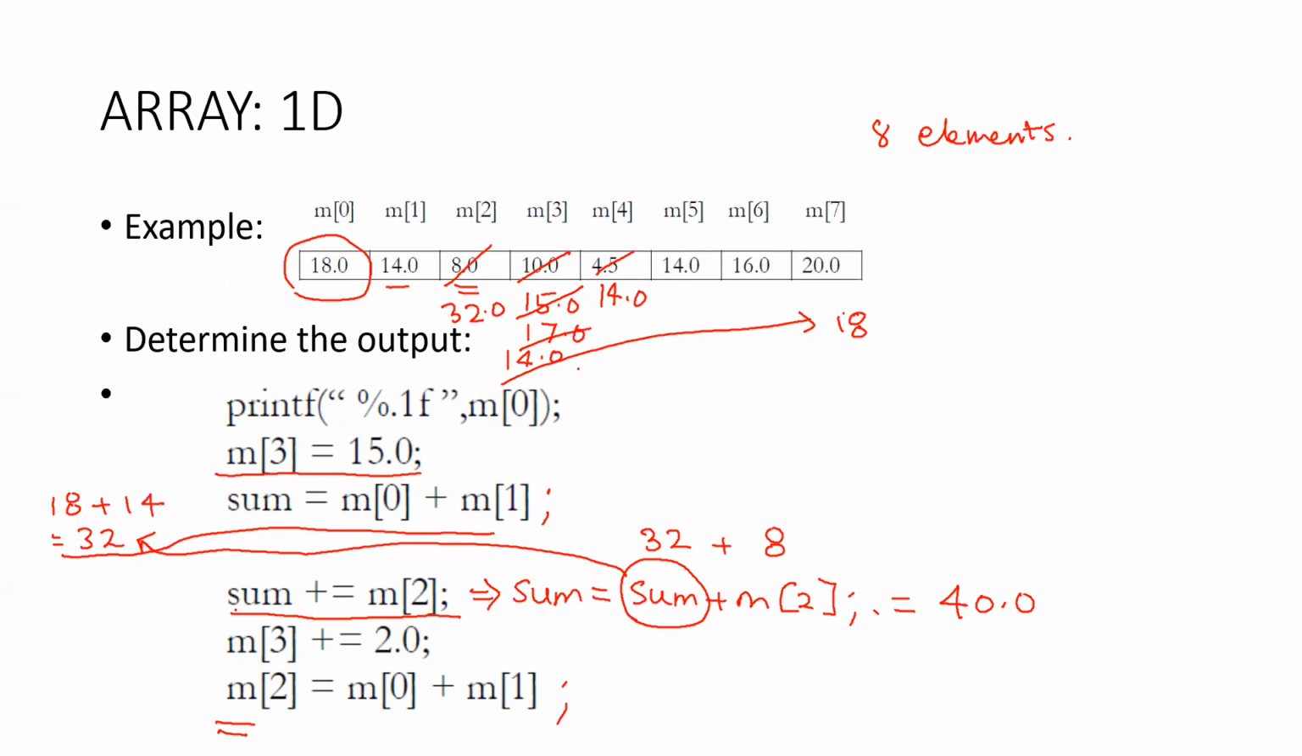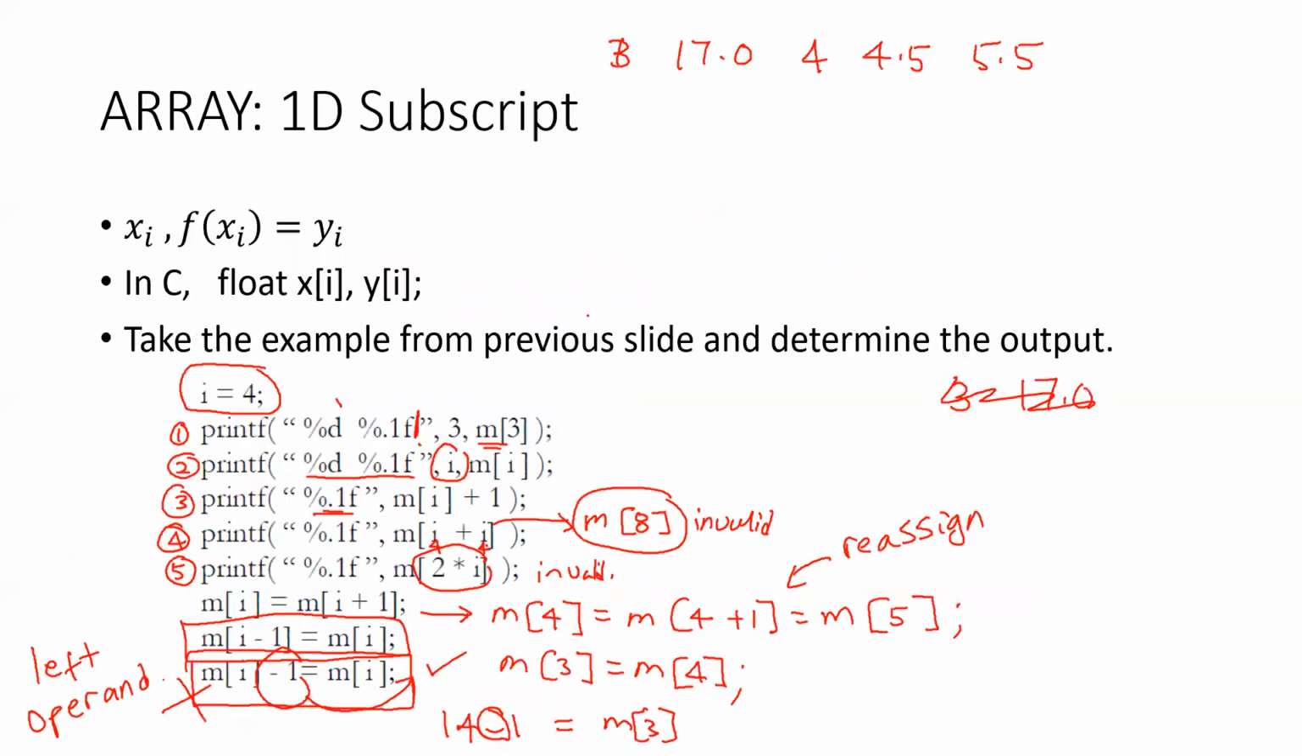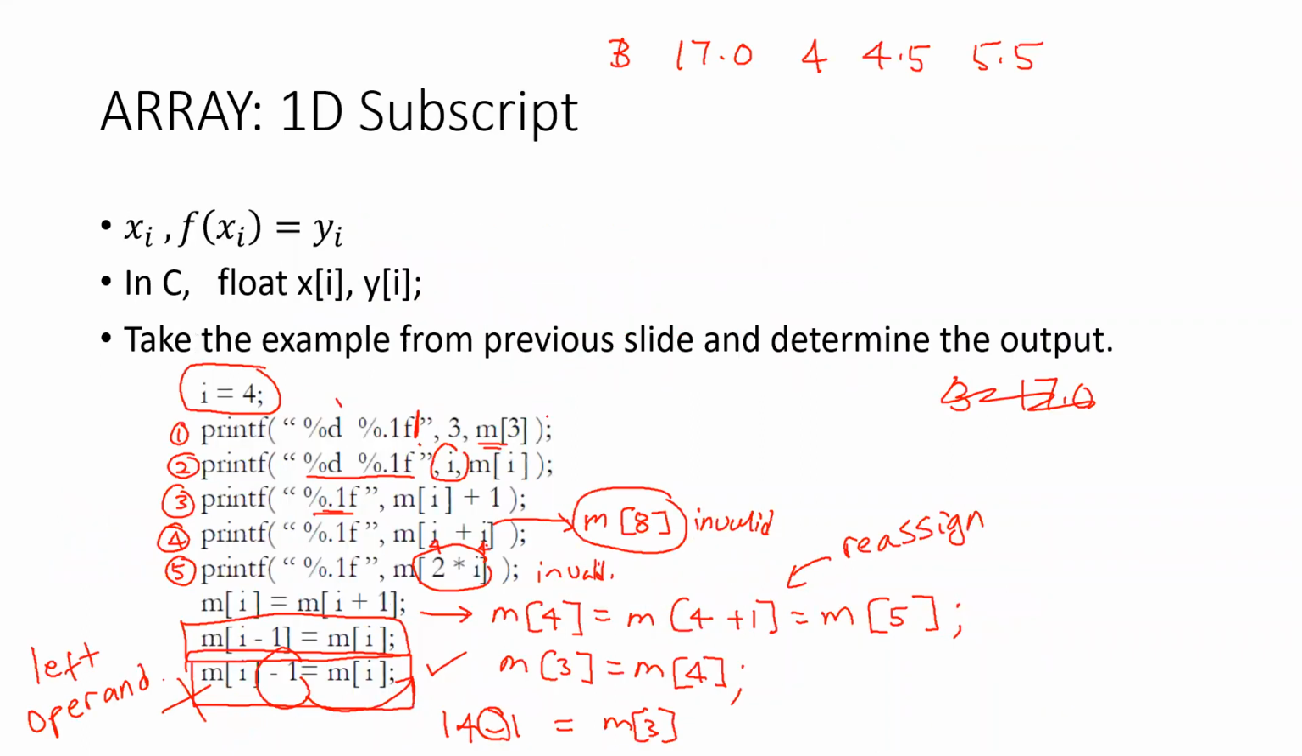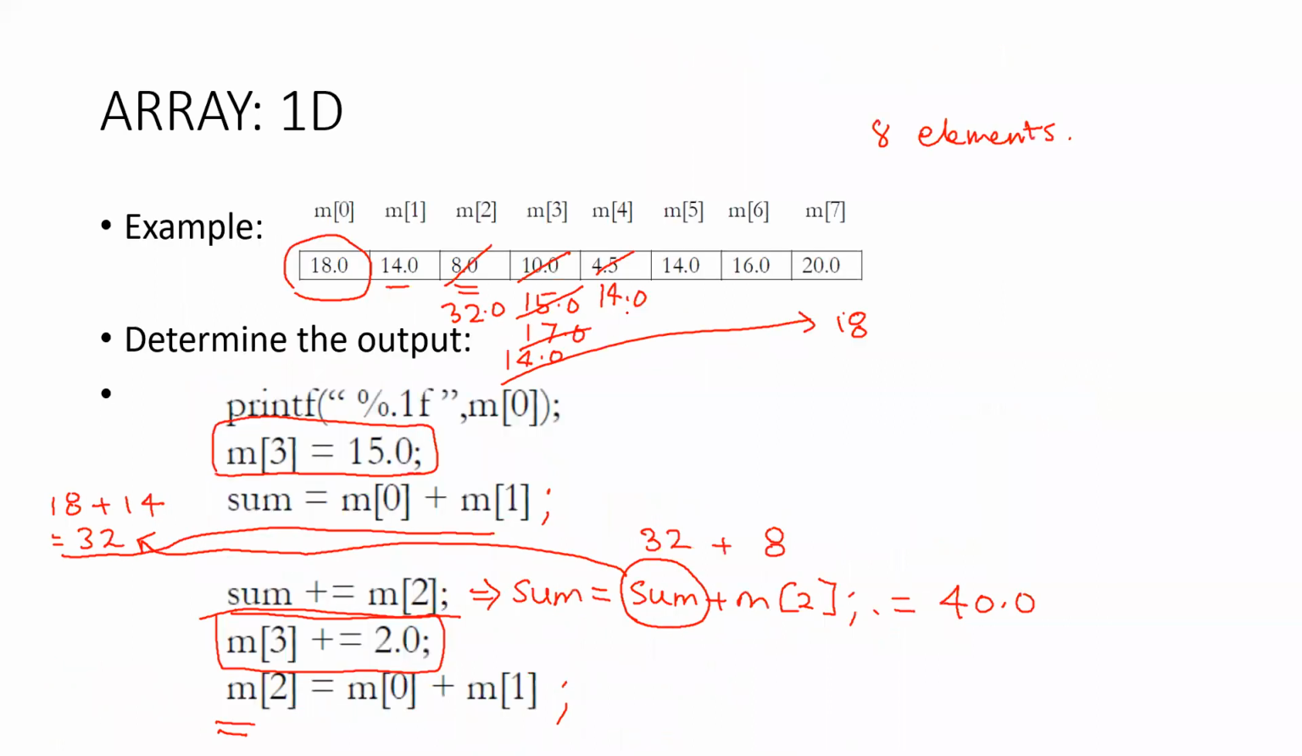Sebab kalau tengok kat sini, dia update M3 yang mula-mula sekali. Mula-mula sekali dia adalah 15, sebab tu saya potong 10, saya letak 15. Kemudian M3 yang update yang kedua dia adalah 15 tambah 17 tambah 2 jadi 17. Kemudian yang ketiga dia reassign M3 kepada M4 which is 14. So yang latest dia adalah 14. Sebab yang ni saya kata, take the example from previous slide. So saya merujuk kepada previous slide, saya bukan merujuk kepada yang dalam buku.